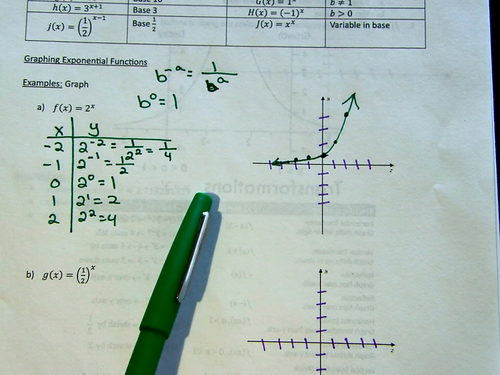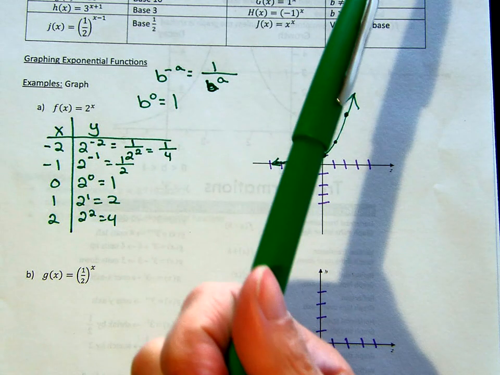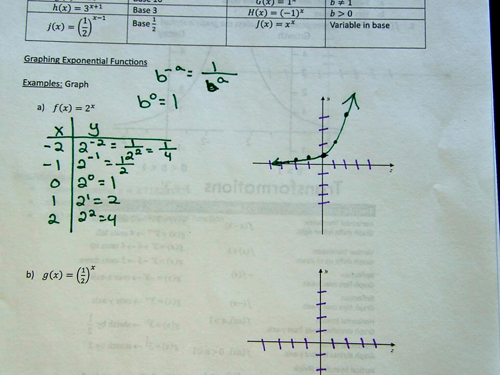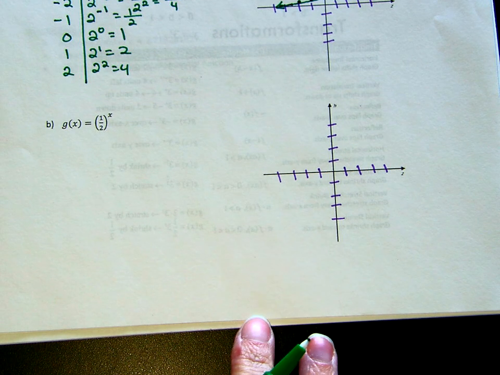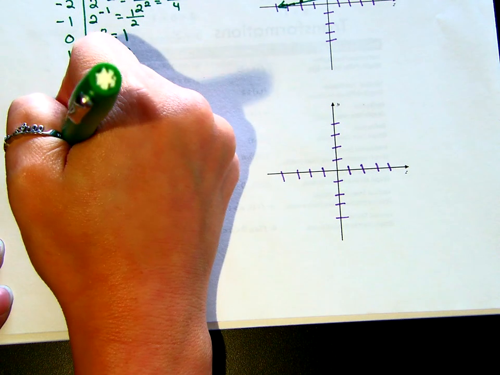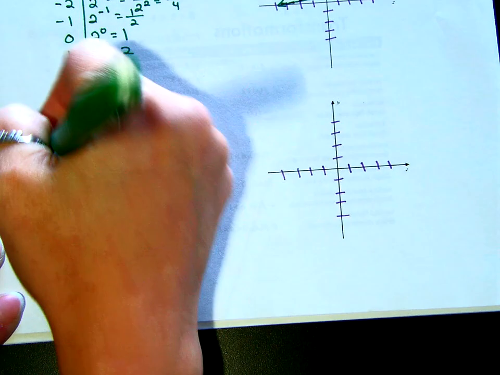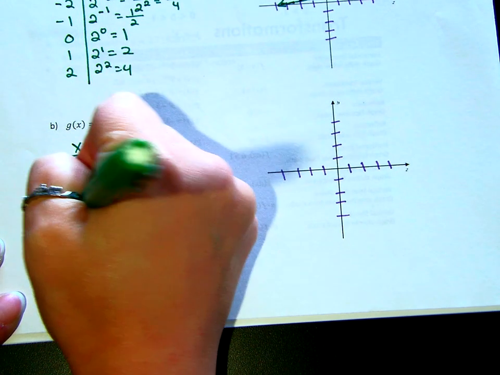So when your base is greater than 1, this is what your graph will look like. Always. It's going to swoop up. If you're in business, this is what you want to see. So let's look at what happens whenever we have a base that's less than 1. Notice our base is still positive, but it is less than 1. It's a fraction. So again, I'm going to do 5 points just to showcase what's happening. I'll do -2, -1, 0, 1, and 2.